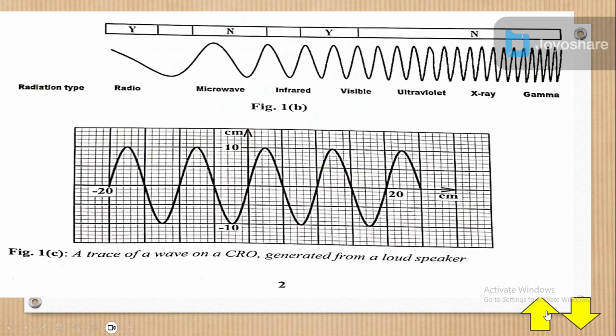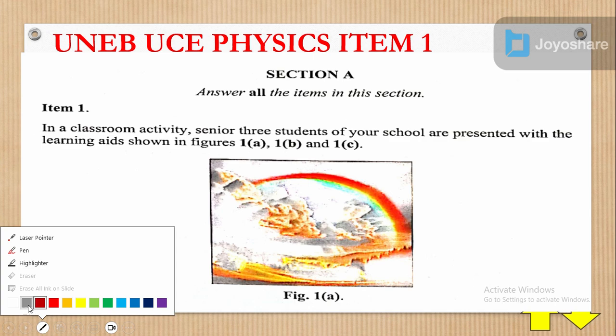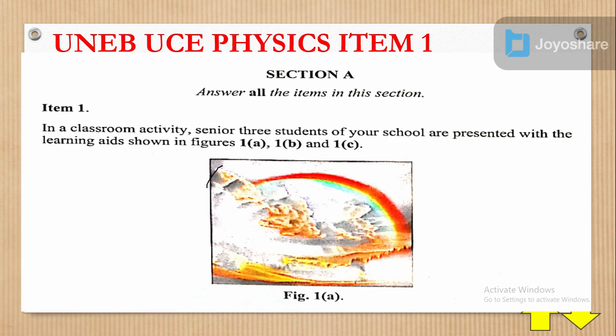It was 1a. So you realize that the phenomenon they want us to talk about is this one here in the picture, and what you're seeing there is a rainbow. Now they want us to describe what a rainbow is in a classroom setting. But what should we know about a rainbow?